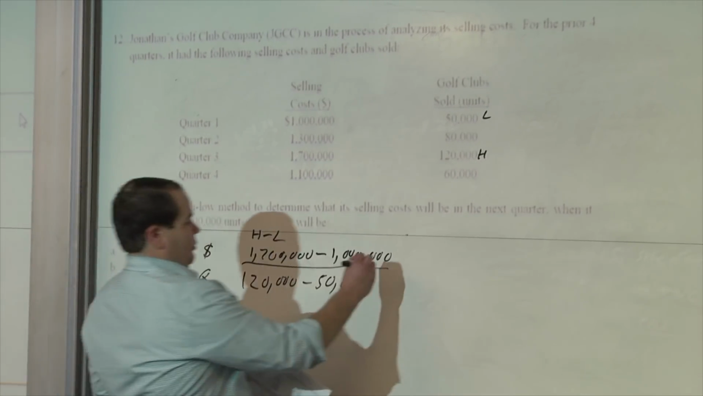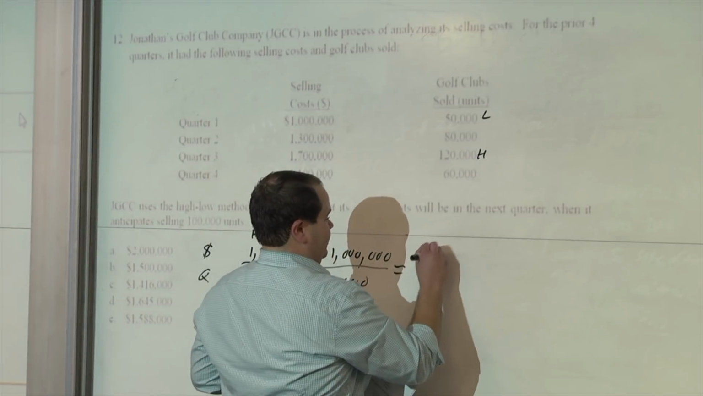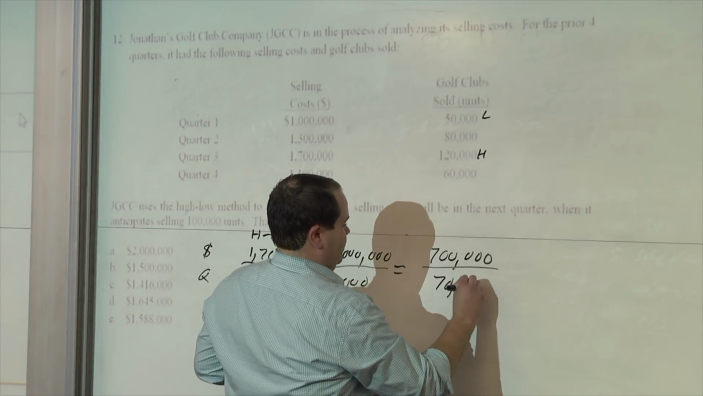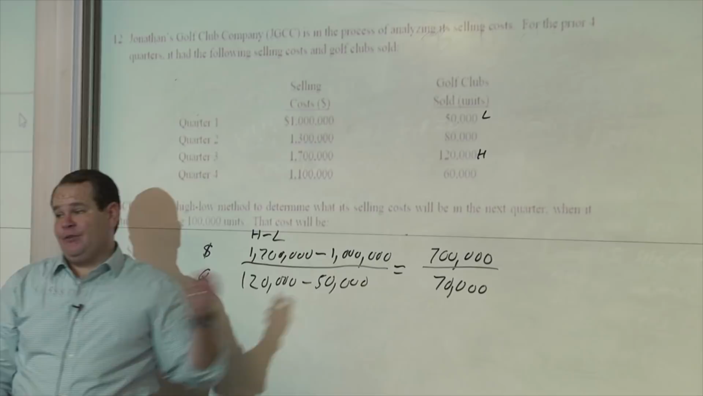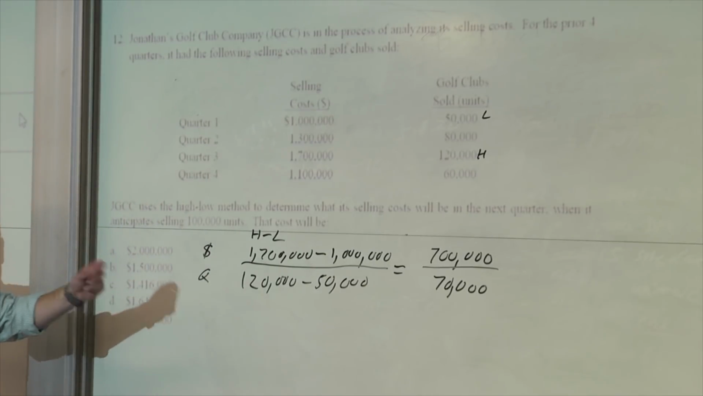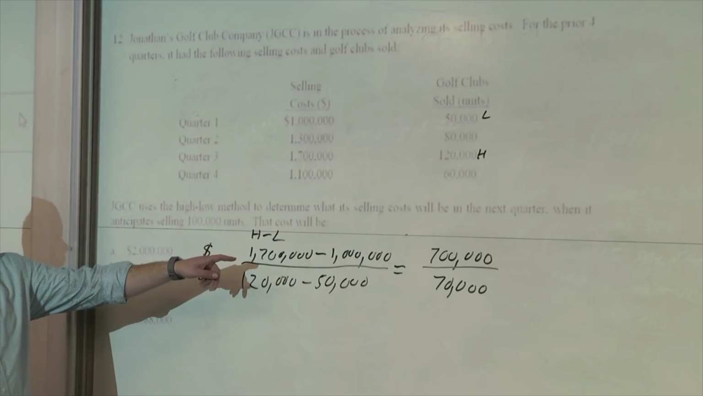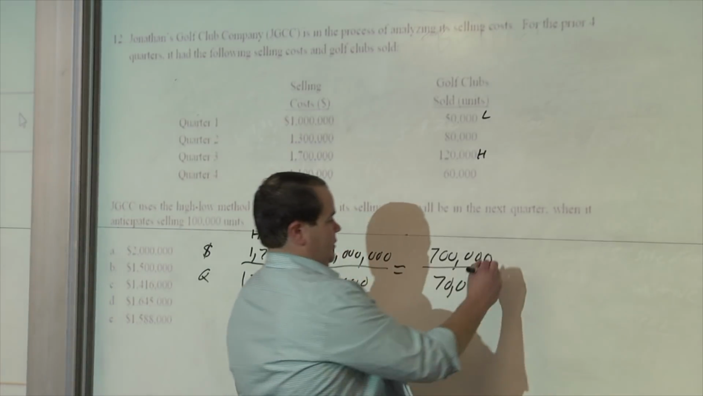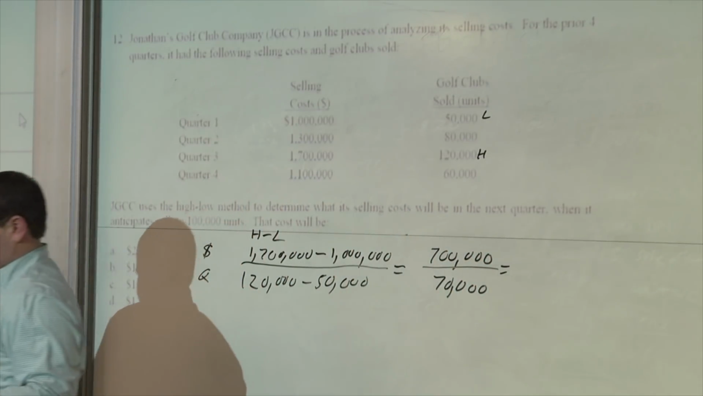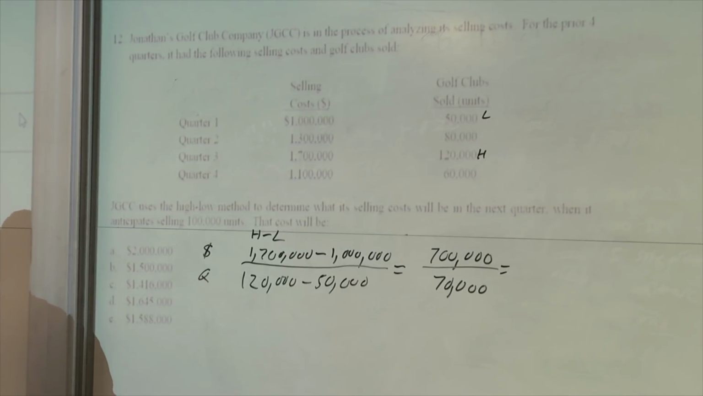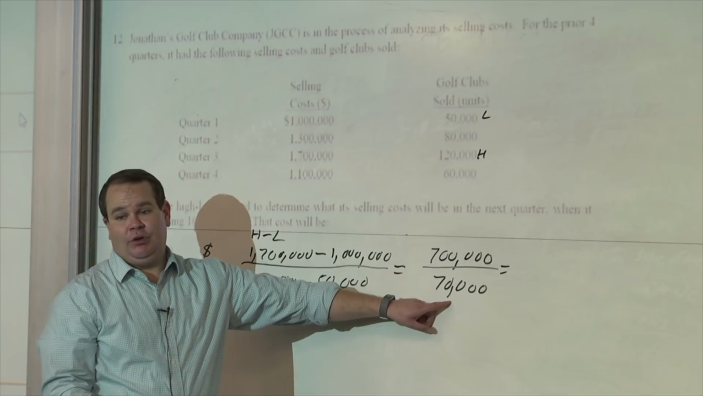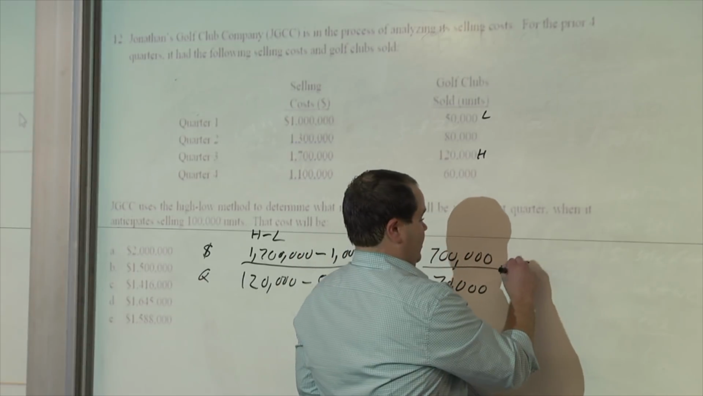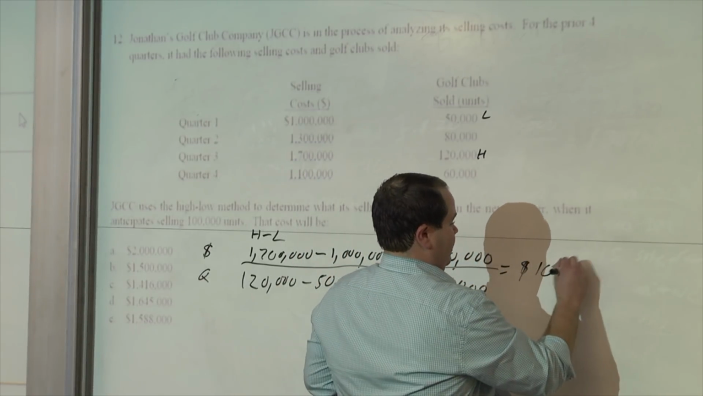Once you do that, what you're going to end up with is you're going to get a change of 700,000 over 70,000. So the difference in how many they sold is 70,000 units between a high and a low, and the change in their expenses is 700,000. So what that's telling you is that by increasing sales, there's a variable cost of $10 per golf club. Right? So when they sold 70,000 more golf clubs, their cost went up by 700,000. So that means each golf club they sell, there's a $10 variable cost per unit.